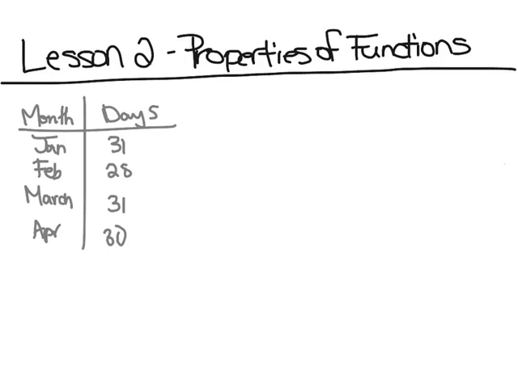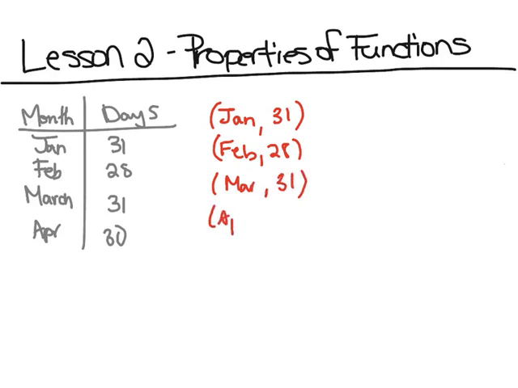So for example 2, we want to see if this is a function. So we are going to write it as ordered pairs. So we have January and 31. We have February and we have 28. We have March and we have 31. And we have April and we have 30. So we check to see if the domains repeat. Because the domains do not repeat, this will be a function.